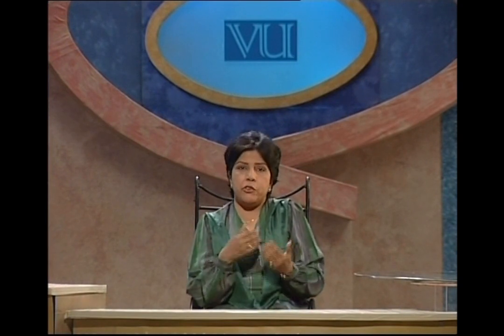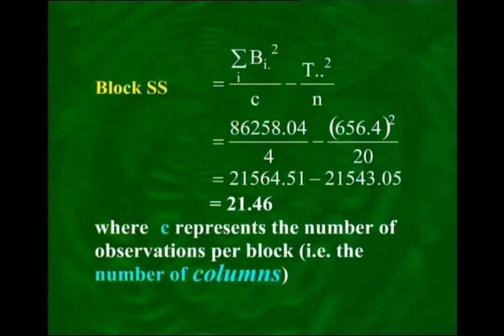Just as we computed the treatment sum of squares, in exactly the same way we can compute the block sum of squares. As you now see on the screen, the block sum of squares is equal to sigma i Ti. square over c minus T.. square over n, and the answer is 21.46. It should be noted that c represents the number of observations per block, in other words the number of columns.